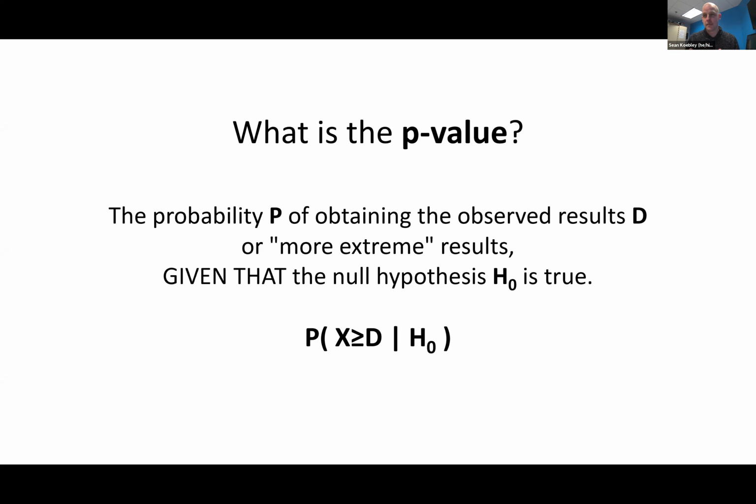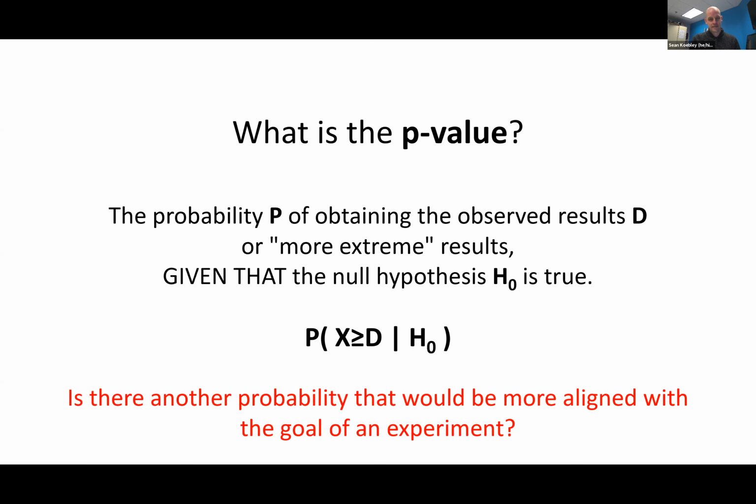So again, very specific and maybe a little unintuitive, not really what you're thinking when you get some results from a statistical test. I just want to put it out to you, to see if anybody has some thoughts here. What do you think? Is there another probability that would be more aligned with the goals of an experiment? Is there something else that we could try to get from our experiment that would be more aligned with what we're trying to actually discover?